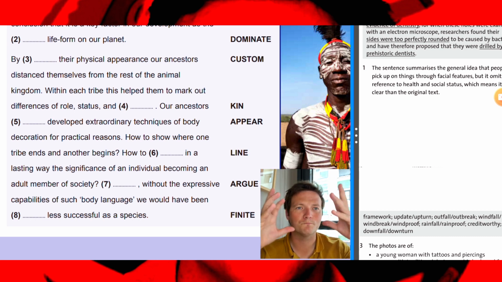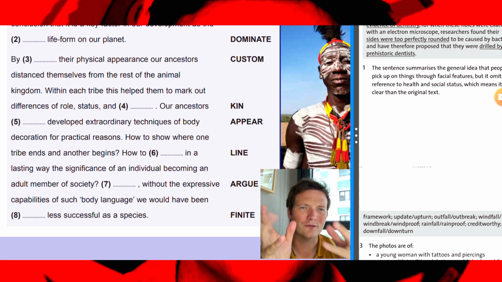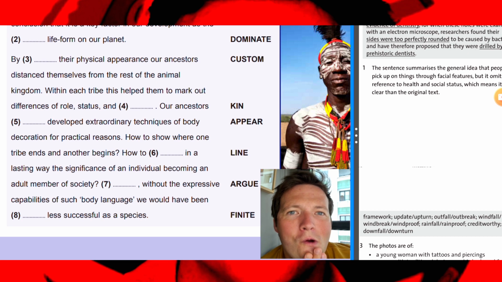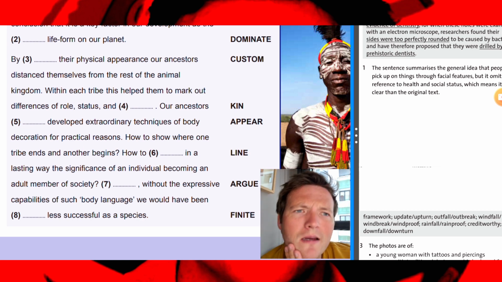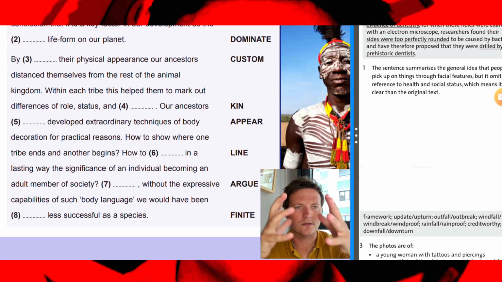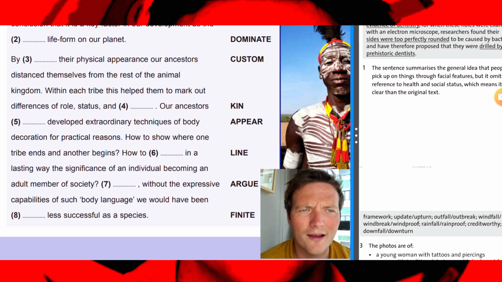So how to show, how to mark in a certain way, how to outline, maybe delineate. I'm going to say outline. To outline in a lasting way the significance of an individual becoming an adult member of society.